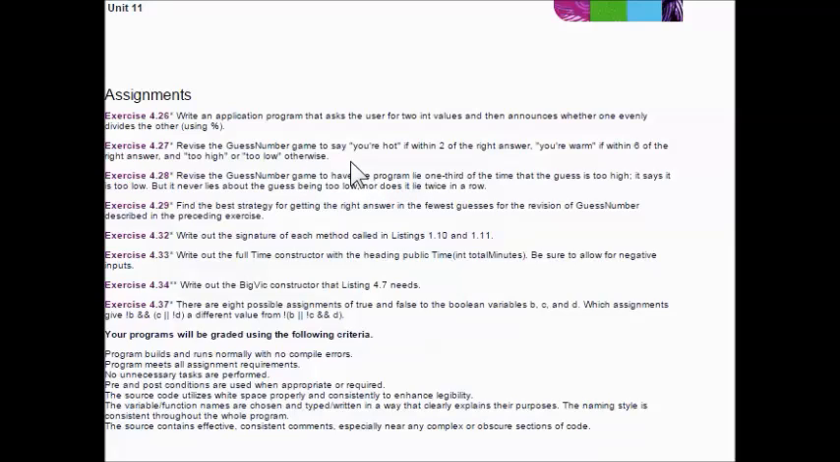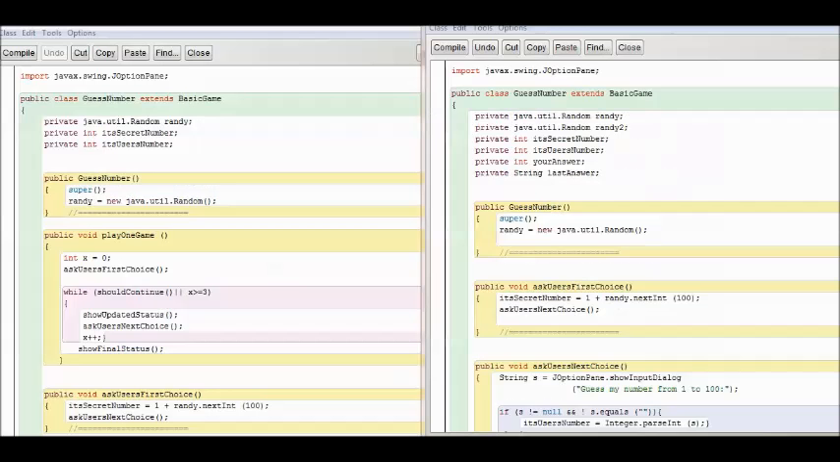Next, we're going to be in exercise 4.27. Revise the guess number game to say you're hot if within 2 of the right answer, you're warm if within 6 of the right answer, and too high or too low otherwise. I started out a little bit different, and actually some of this is for exercise 4.28 as well.